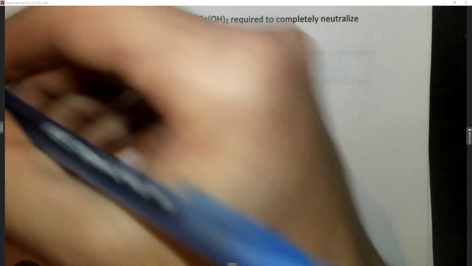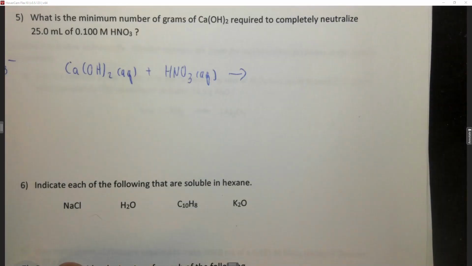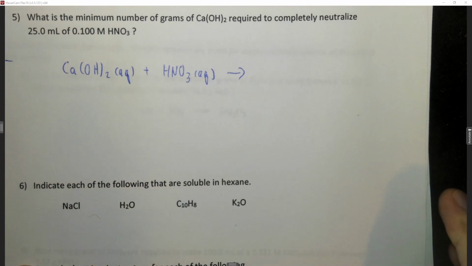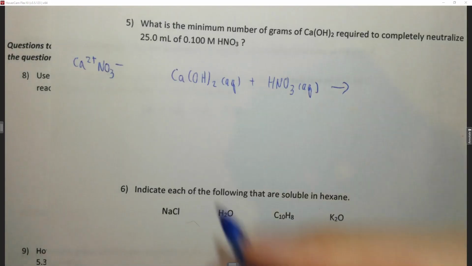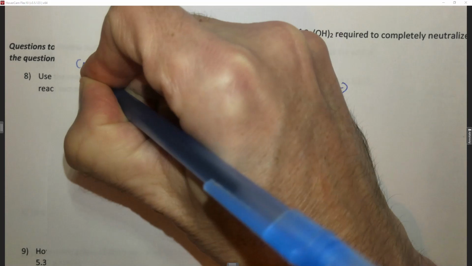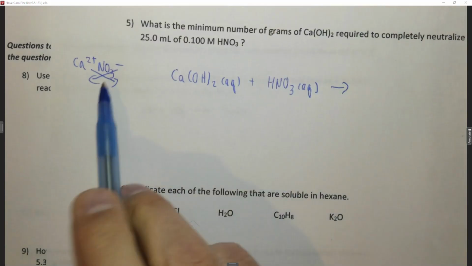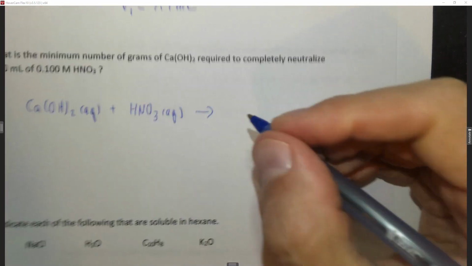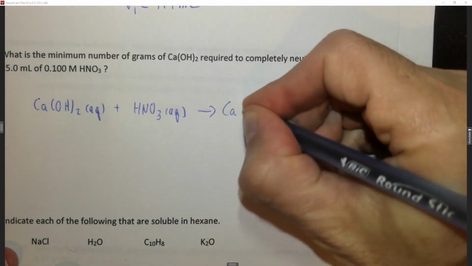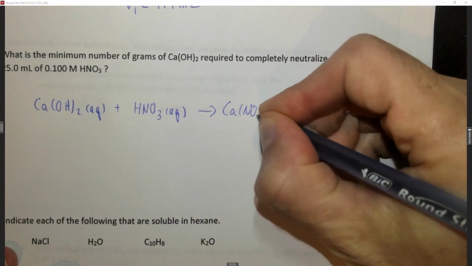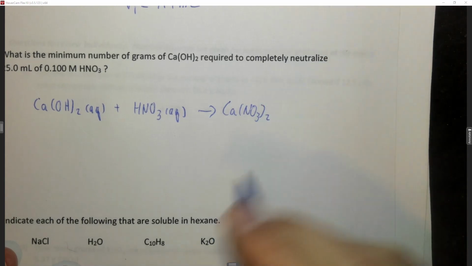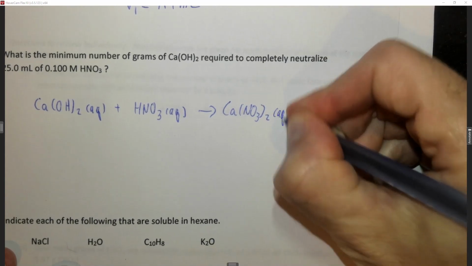So calcium goes with nitrate. Calcium is in group 2A on the periodic table, so it's 2+. Nitrate is NO3-, it's one of those polyatomic ions that you should have memorized. We then cross the charges, although it's not necessary to have it memorized here. So we cross this and we cross that. And what we find is that the formula of calcium nitrate is Ca(NO3)2. And that happens to be soluble in water.